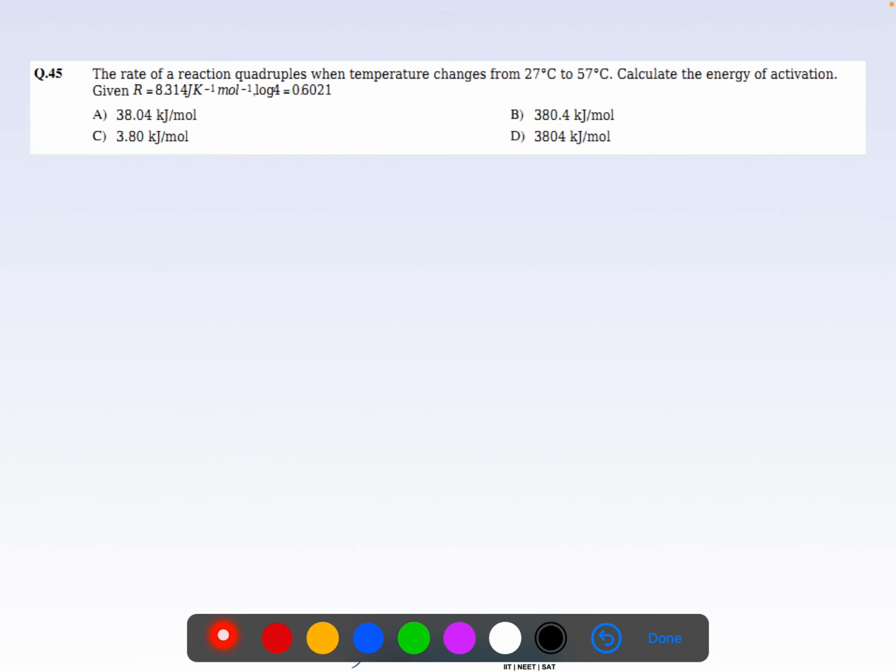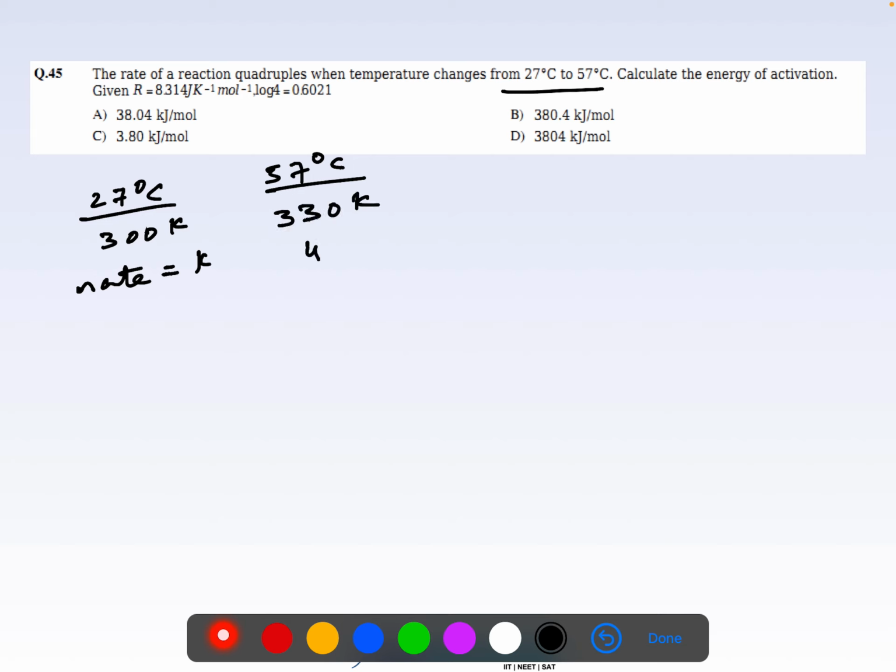The rate of reaction quadruples when temperature changes from 27 to 57 degrees centigrade. At 27 degrees centigrade, that means 300 Kelvin, let's say the rate of reaction is K. At 57 degrees centigrade, so on increasing 30 degrees, 330 Kelvin, the rate is 4K. So the question is, what is the activation energy of the reaction?